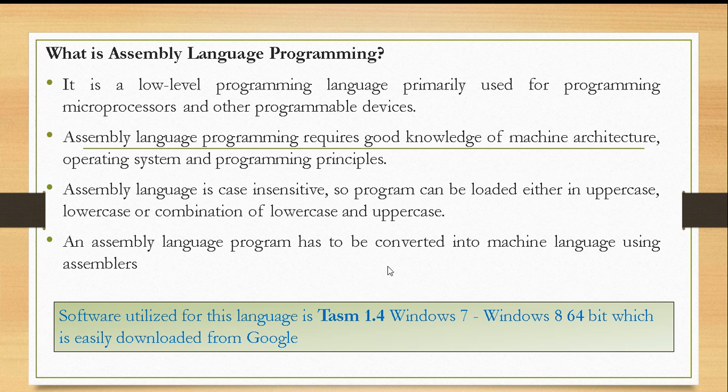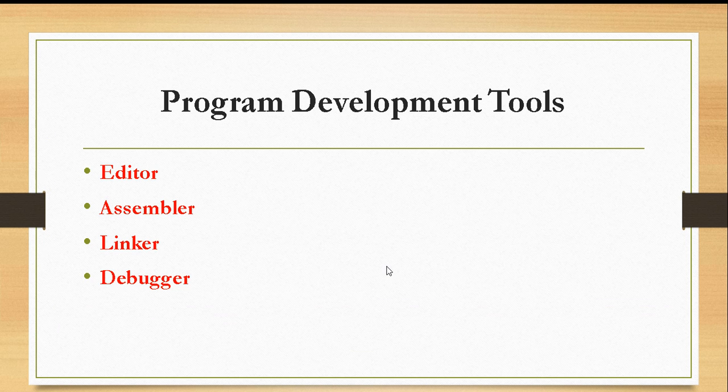Assembly language programs have to be converted into machine language so that they can be easily understood by the machine, which can be done by using assemblers. For utilizing this assembly language programming, the software used is TASM 1.4 for Windows 7 and Windows 8 64-bit, which is easily downloaded from Google.